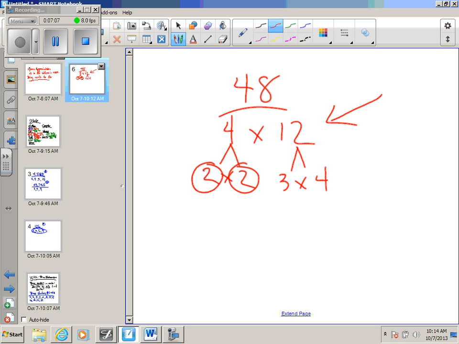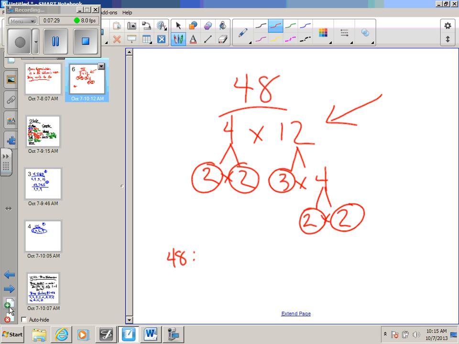Could I use something different than 3 times 4 if I want? I could. That doesn't matter. Either the 3 or 4 on my list, Kishana. And then we break down the 4. 2 and 2. Is there anything left for me to break down? No. Then what I need to do is put it all together.